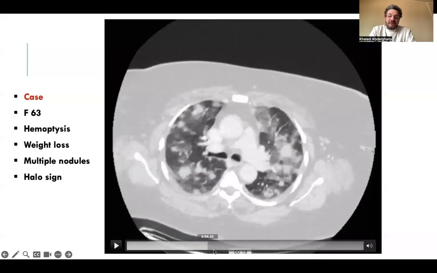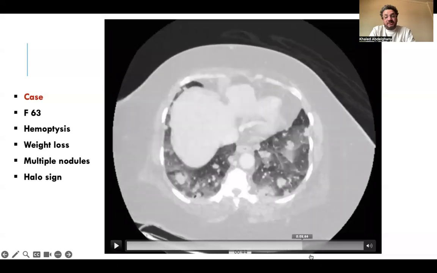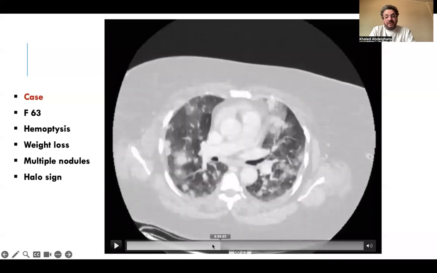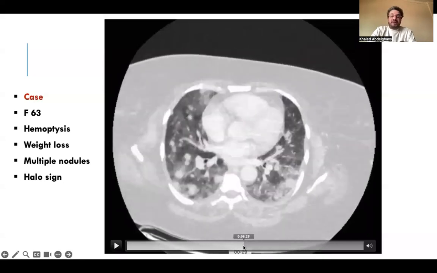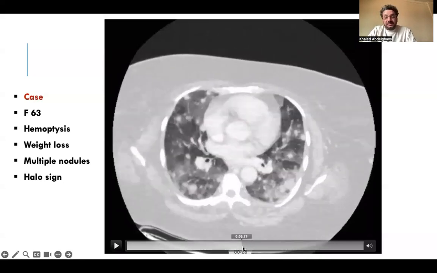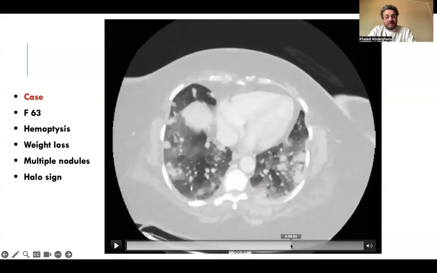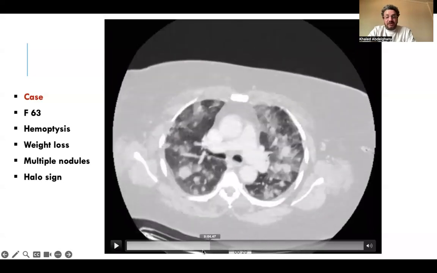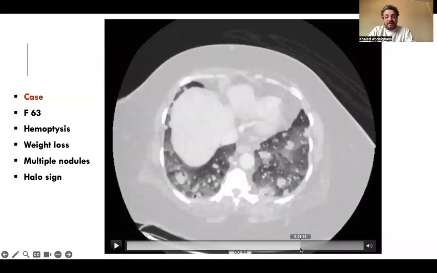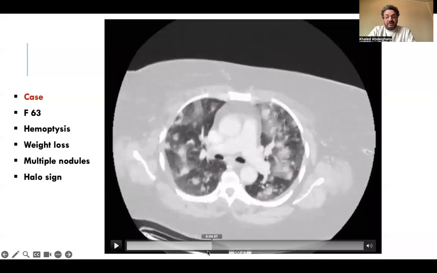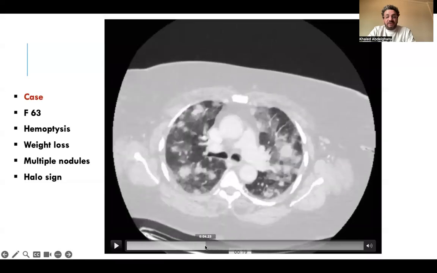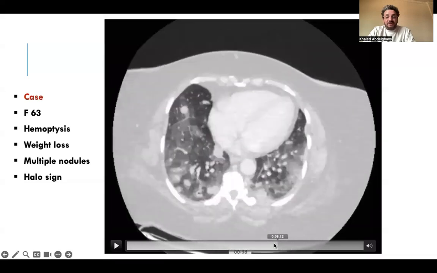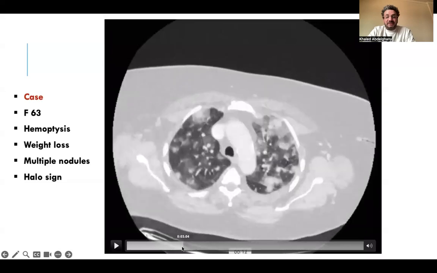In this case, we are lucky that there is something characteristic for the pulmonary nodules, that they are randomly distributed, because the halo sign is a non-specific sign. So here we are having randomly distributed nodules with halo sign. So we are talking about randomly distribution, differential diagnosis, which is miliary infection or metastasis.